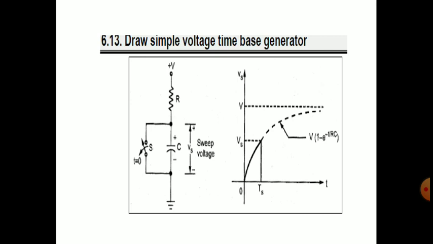Okay, only see the circuit now. Only R and C, resistor and capacitor, are there. There is a switch which will open at t equal to 0, and there is a constant voltage source, and we are taking the output across the capacitor with positive and negative terminals, same as the capacitor.